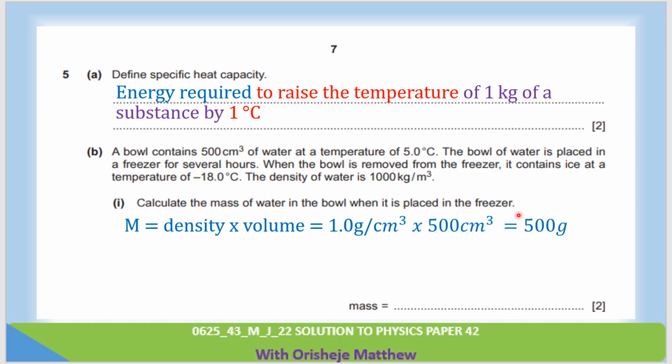Okay. Now, density is equal to mass over volume. So to get mass, the formula is density times volume. So 1 gram multiplied by this will give you 500 grams. Okay. Then remember, I want to convert that into kg. That will give me 0.5 kg.